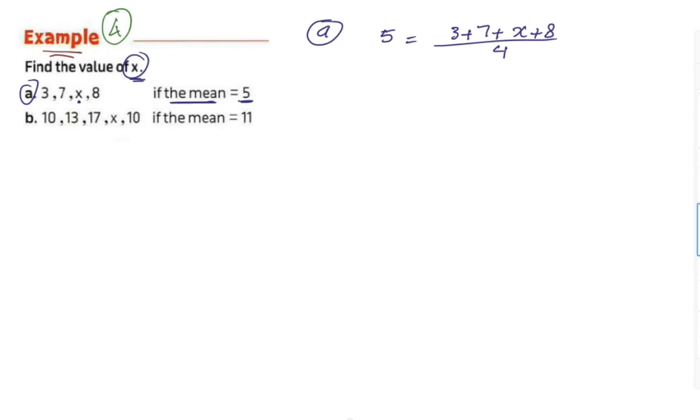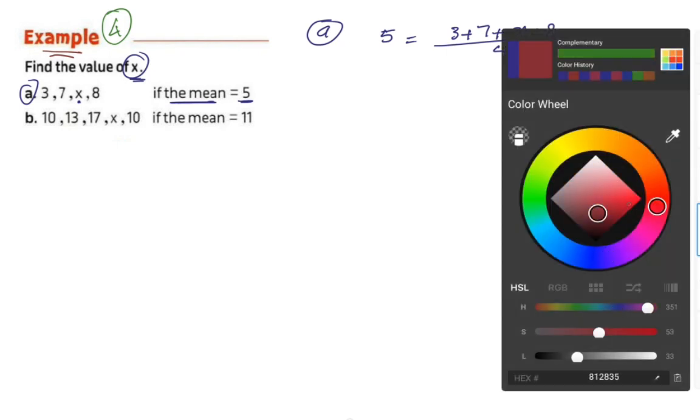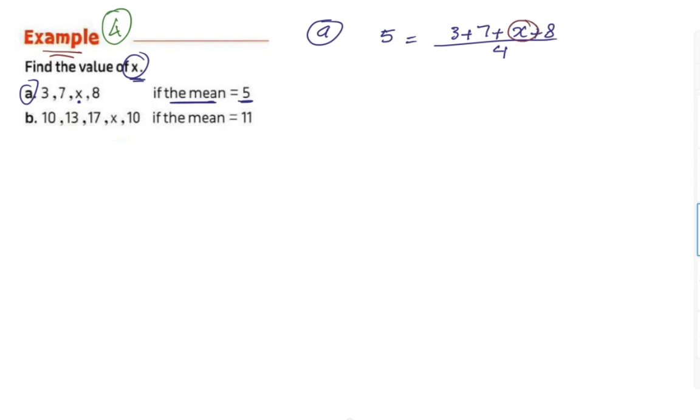Now to find the value of x, I need to put it alone on one side, either left or right. How? Firstly, I find this 4 in the denominator. To get rid of this 4, I will multiply by 4 on both sides. Why?